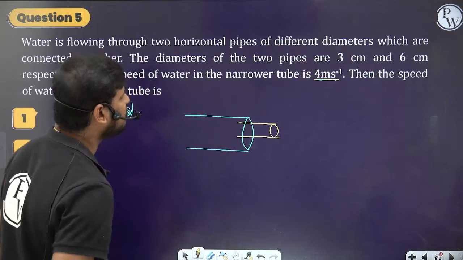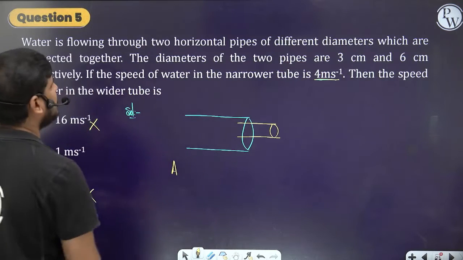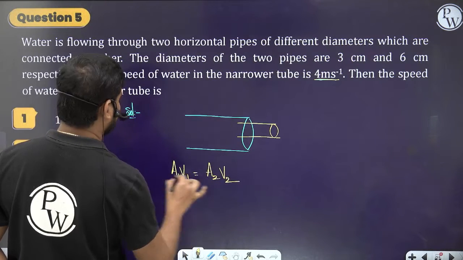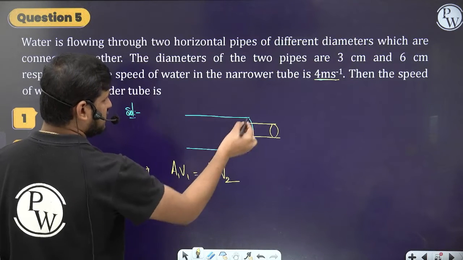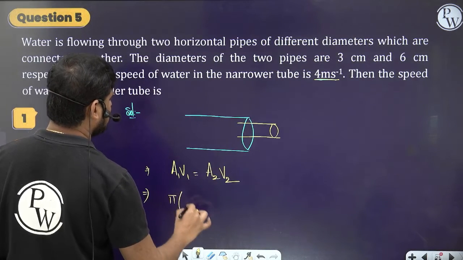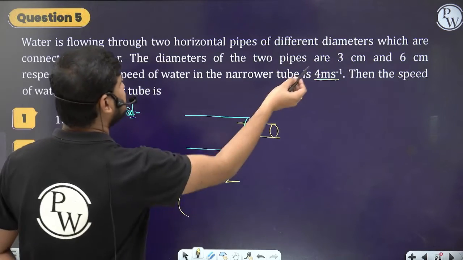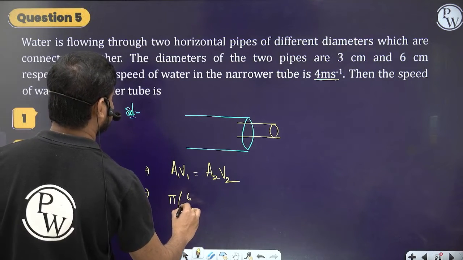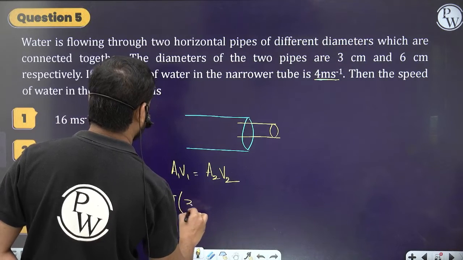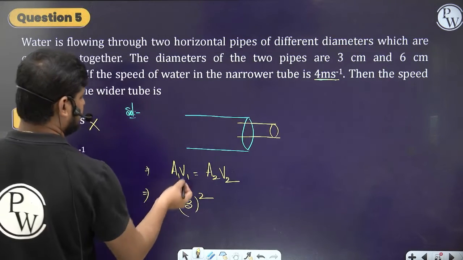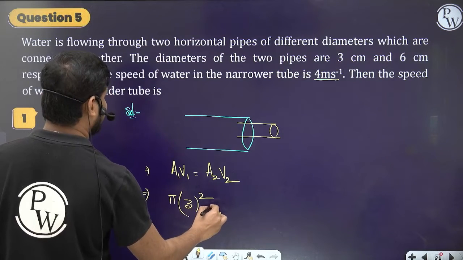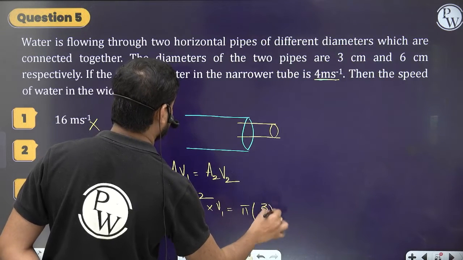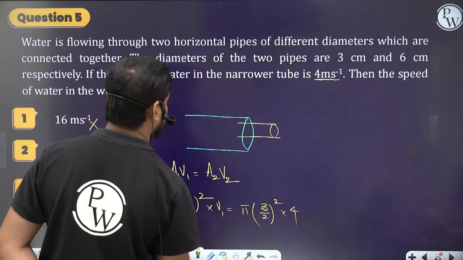Then you can use a formula. The equation of continuity, A1 V1 is equal to A2 V2. What is A1? The cross-sectional area of the first one. Let's take the circular cross section, pi into r square. The first one's diameter is 3 centimeters, the larger one's diameter is 6 centimeters, right? So 6 centimeters means radius 6 by 2. Let me write 3 centimeters whole square into the velocity V1, the wider one we have to find. So A2 is pi into its radius, 3 by 2 whole square, into the velocity V2, which is 4 meters per second.